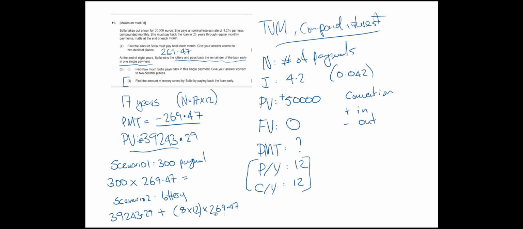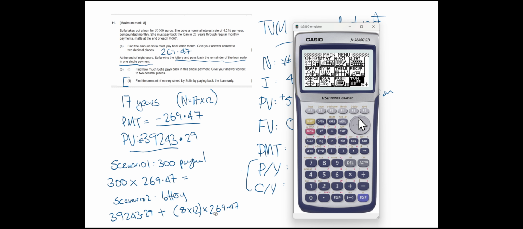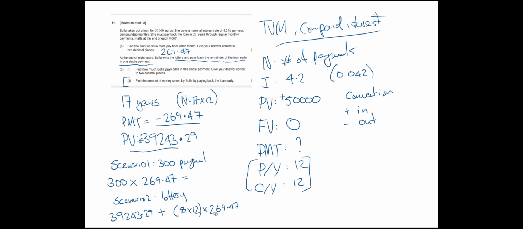So we don't even need TVM now. We can just use the regular calculation screen. So the first one is going to be 300 times 269.47. So 80,841 euros. So kind of shocking. We took out a loan for 50,000 euros, but we actually end up paying that amount. Okay, scenario 2 is going to be all of that added up.